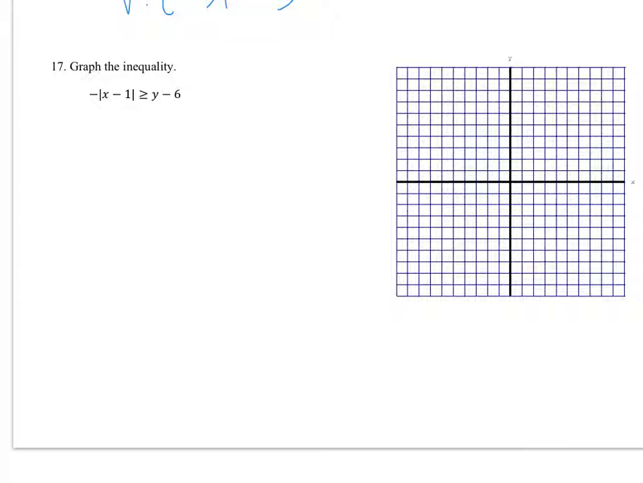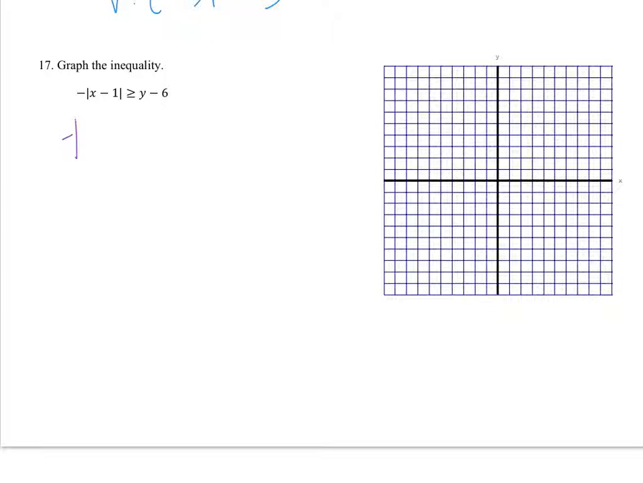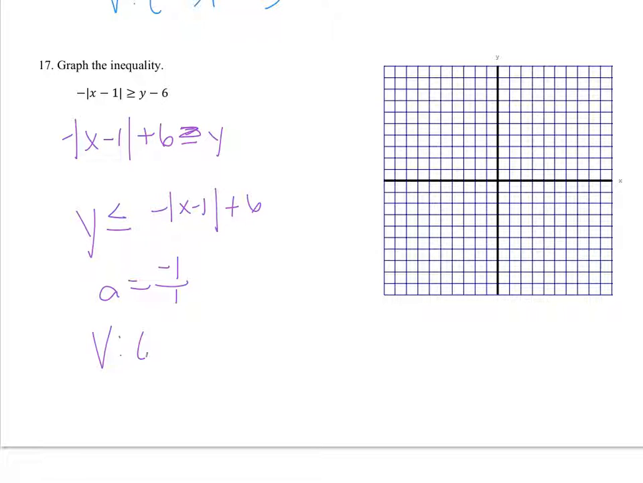Here I have to get my y by itself first, so I'm going to subtract the y. So if I subtract the y, I would have negative absolute value, and then actually add the y, sorry. I'm going to rewrite this so the y is on the left-hand side. Again, this is pointing to the y, so I have to make sure it's pointing to the y. And my negative x minus 1, and then plus 6. My a here is a negative 1. My vertex here is a positive 1 because I move to the right 1, and I move up 6.